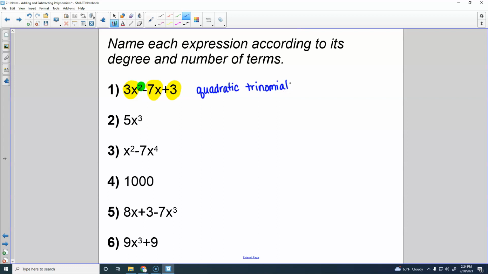Typically we're going to put the degree first and then the special name for whether it's a monomial, binomial, or trinomial. Try these. Name these for me.